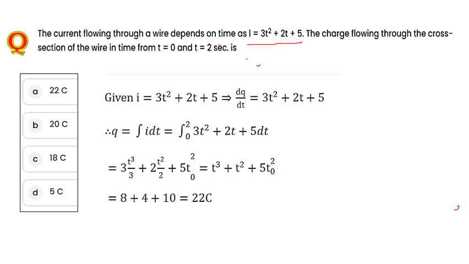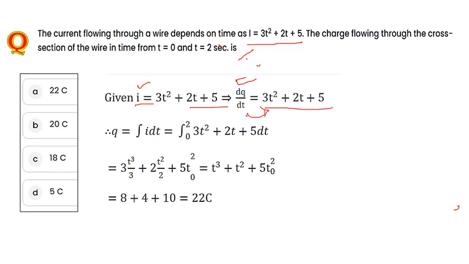The charge flow through the cross section of the wire in between time 0 to 2 seconds, what is the charge flow? See, current here is charge by time, already I told this one. Given I is equal to 3t square plus 2t plus 5, current I is equal to charge by time. A small change in the charge, I just mentioned here, dq by dt.